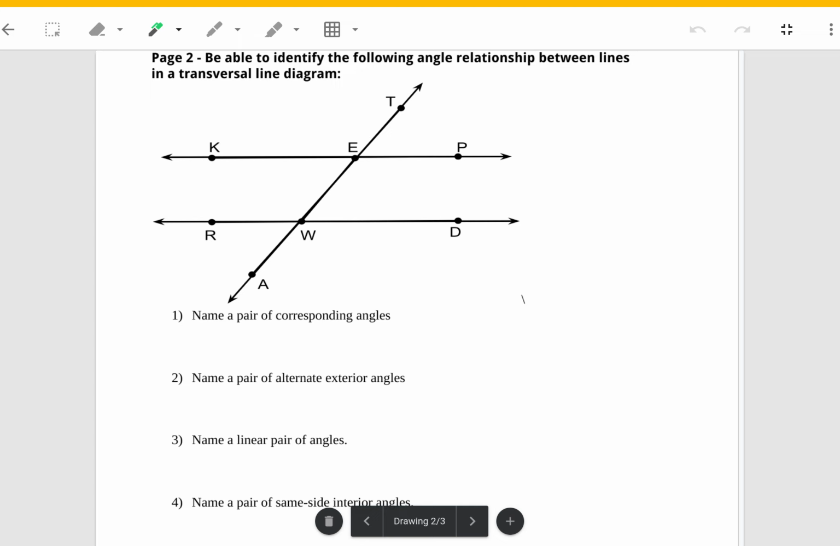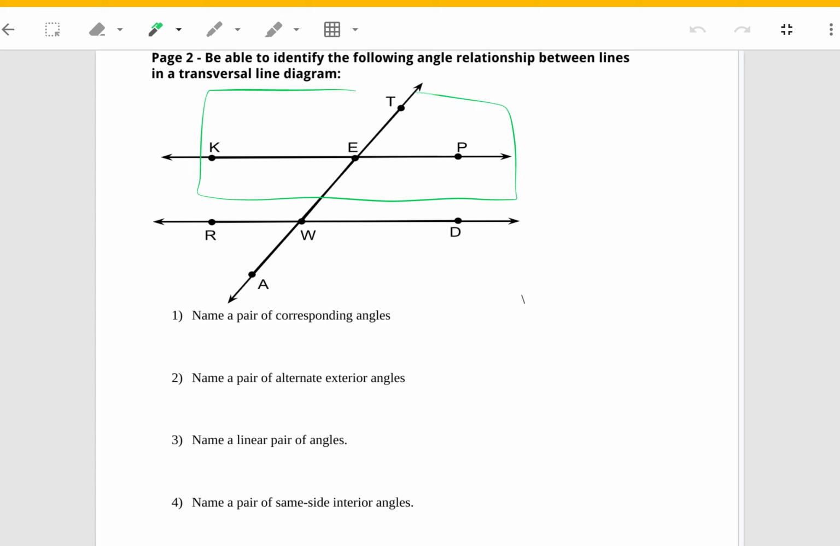So let's talk about corresponding angles first. Corresponding angles are angles that are located in the same position. So if I look at this group of angles up here, the ones around point E, and let's say I can pick any of them that I want. Let's pick angle TEP. I'm going to mark that angle there in green. I'm going to go and write that down as part of my answer.